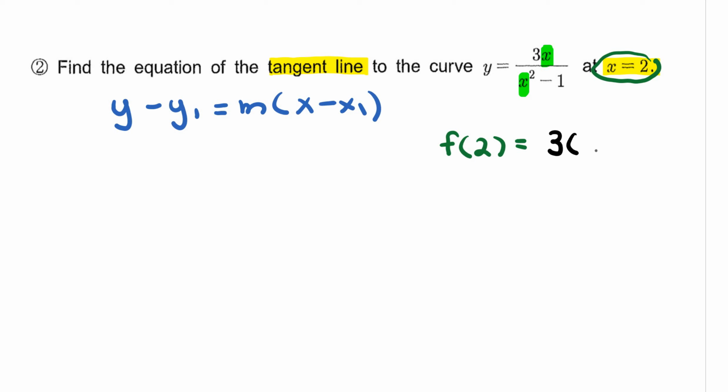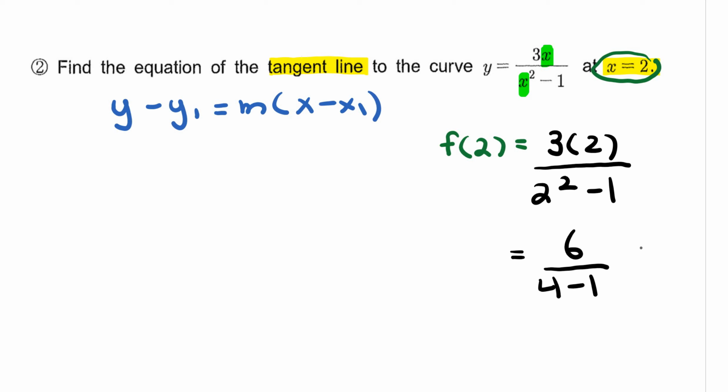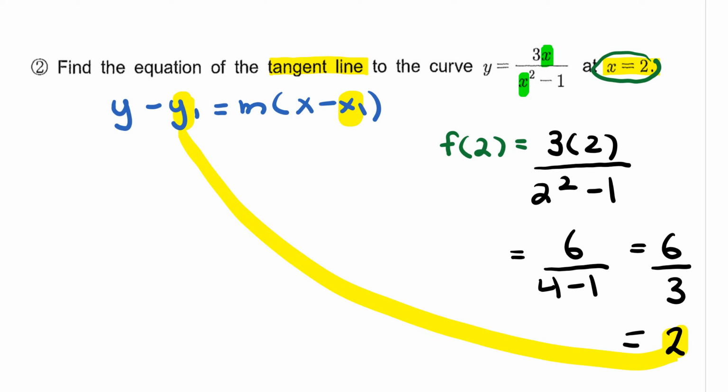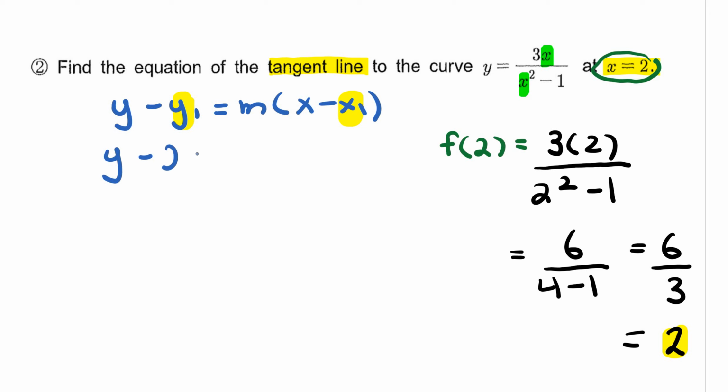So this would be 3 times 2 all over 2 squared minus 1. So that's going to be 6 divided by 4 minus 1, and that's going to be 6 over 3, which is going to be equal to 2. So what that means is the y value is 2, and the x value is also 2. All right, so if I take a look at the y values and the x values, we have a 2 for that y, and obviously that 2 goes there, right? So let's go ahead and plug in those values in. So this will be y minus 2 equals m bracket x minus 2 as well. Okay, let's erase all this.